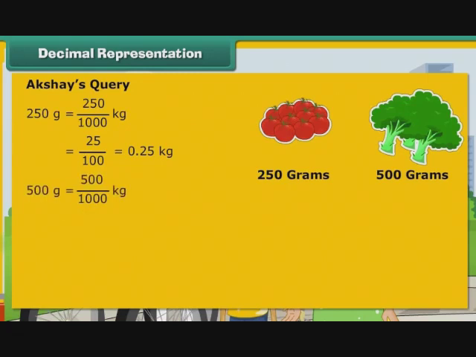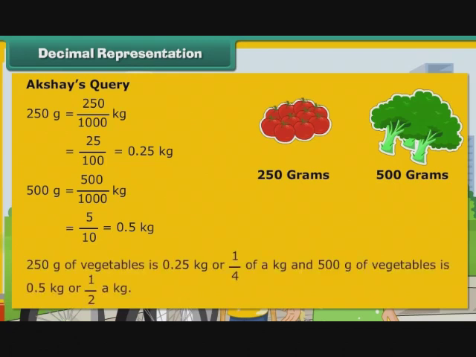500 gram is equal to 500 by 1000 kg. That is equal to 5 by 10 kg. That is equal to 0.5 or 1 by 2 kg. 250 grams of vegetables is 0.25 kg or 1/4 of a kg, and 500 gram of vegetables is 0.5 kg or half a kg.